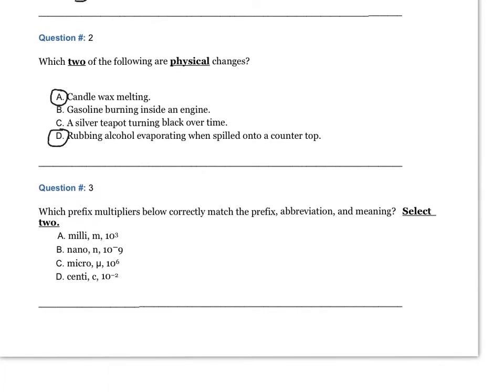Question 3. Which prefix multipliers below correctly match the prefix abbreviation in meaning? Select 2. The answers are B, nano, N, 10 to the minus 9, and D, centi, C, 10 to the minus 2.